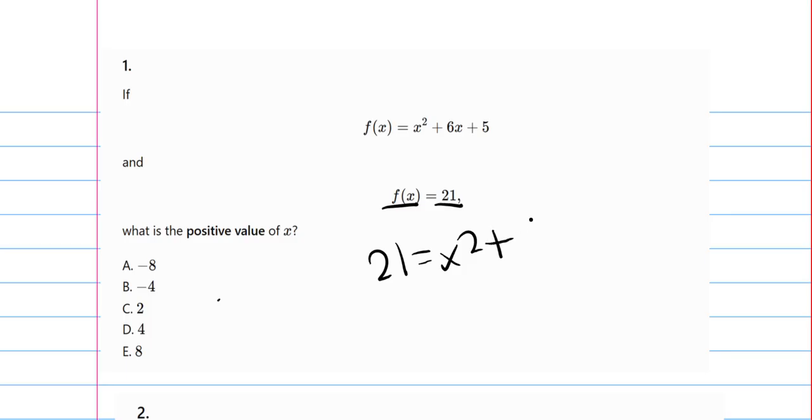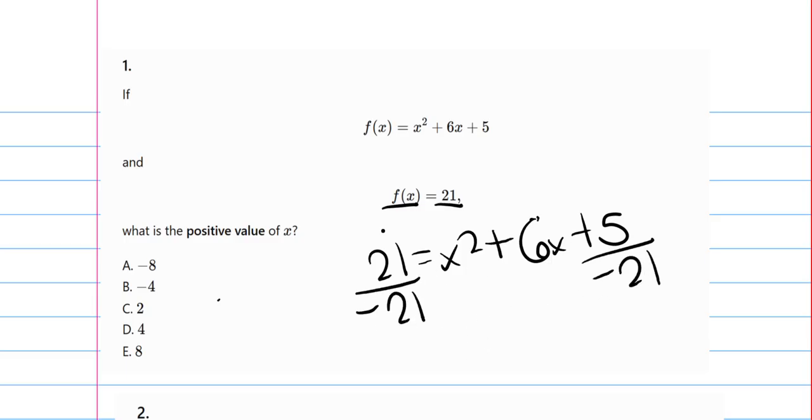So 21 is equal to x squared plus 6x plus 5. What we can do is subtract 21 from both sides. So they cancel, and we're left with x squared plus 6x minus 16.